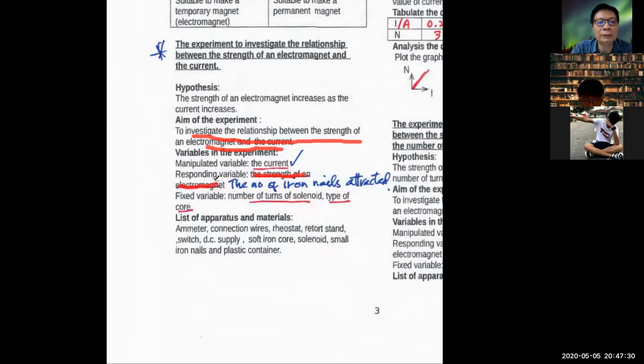Okay. Please write this: the number of iron nails attracted. This is a responding variable. This is something we are going to measure in the experiment. Please write this answer: the number of iron nails attracted by the magnet. We are going to count how many iron nails can be attracted by the electromagnet produced. Okay. And fixed variable, constant variable, very important. You must have these two.